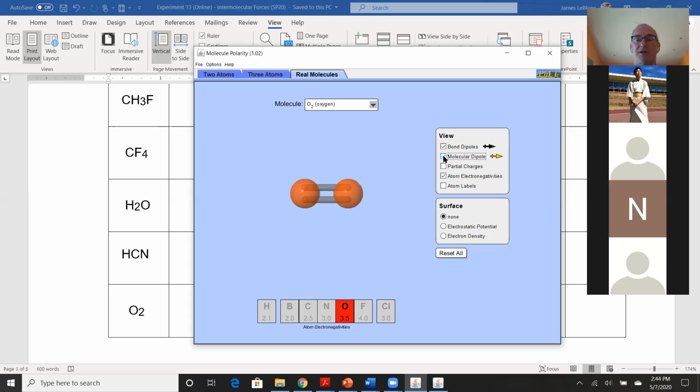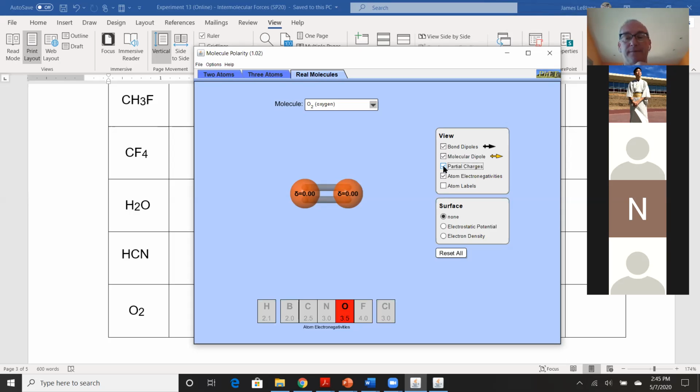So what are the partial charges? What do we expect the partial charges to be? 0. Yep, gotta be, right? Has to be 0 because each of these oxygens is sharing exactly the same number of electrons as the other one and pulling on them exactly the same. So they can't have a charge.